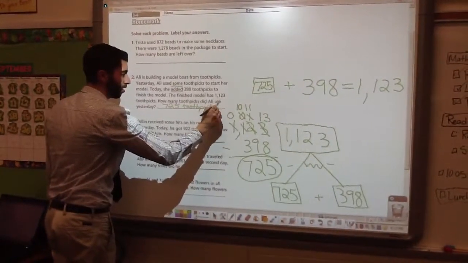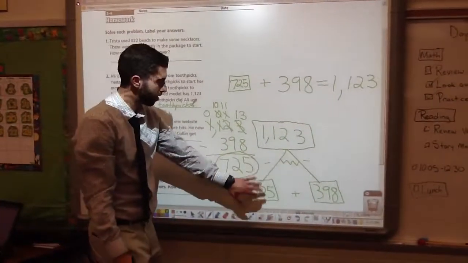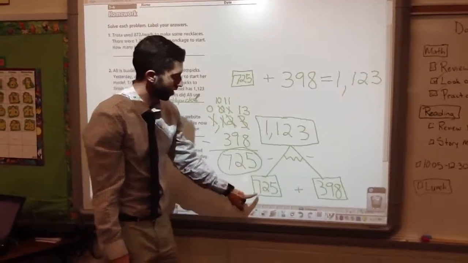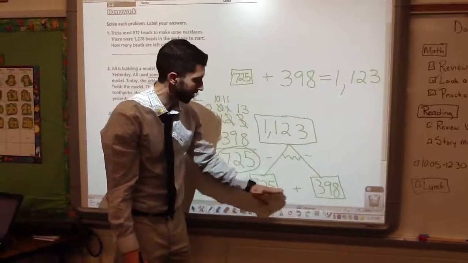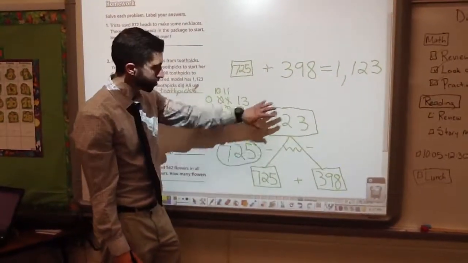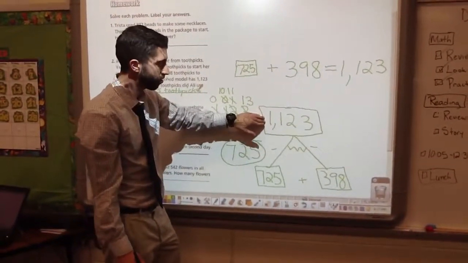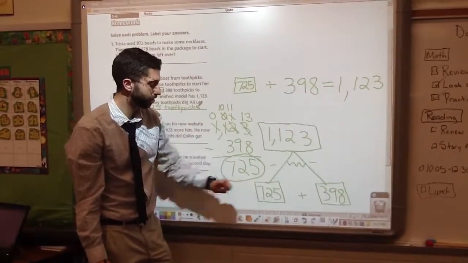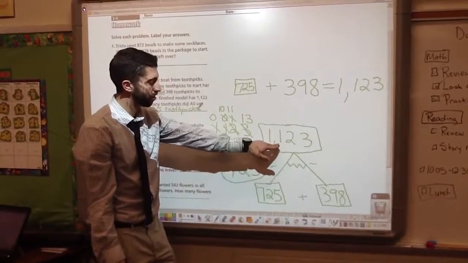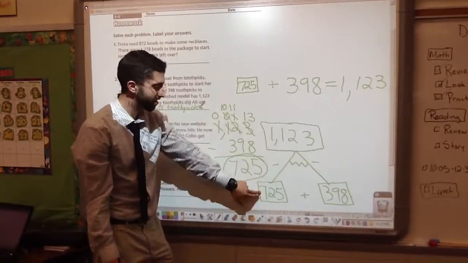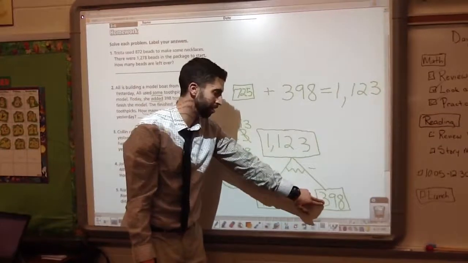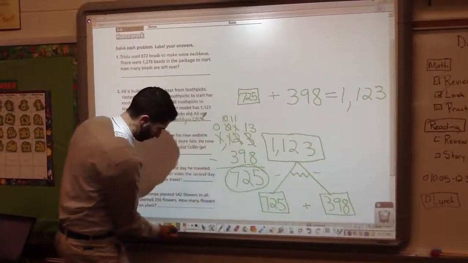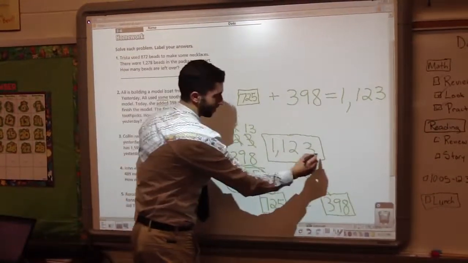Now, to expand on the Math Mountain just a moment, since we have our final answer of 1,123, and we know that the two bottom numbers can be added together, I should be able to just look at this and say 1,123 minus 398 is equal to 725. And if I were to switch it around, 1,123 minus 725 will give me 398. And when you check your answer, you can give yourself a star.